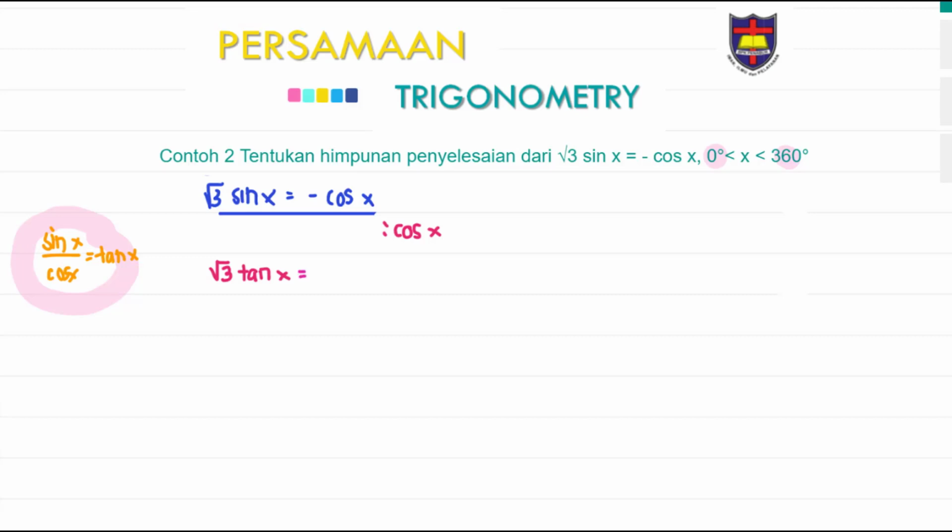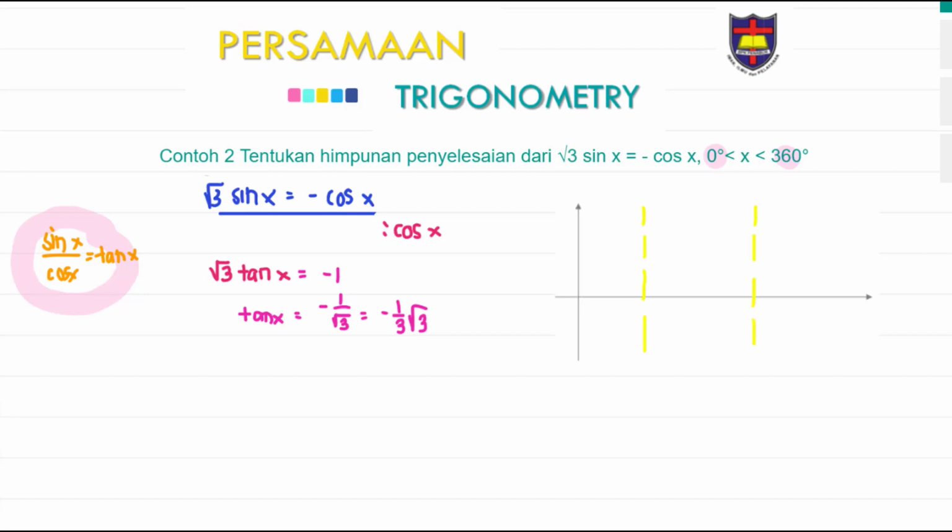Square root of 3 tangent x equals negative 1. Then tangent x will be minus 1 over square root of 3, or we can rationalize it to become minus 1 over 3 square root of 3. Let's draw the graph of tangent x.